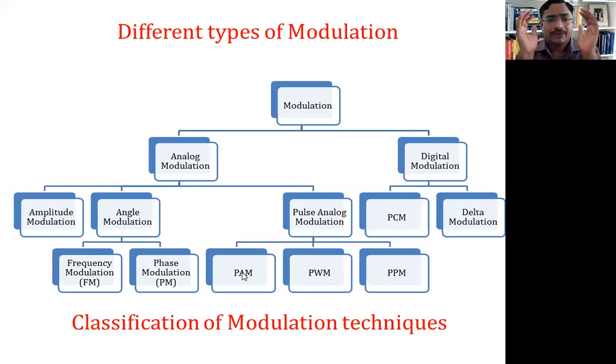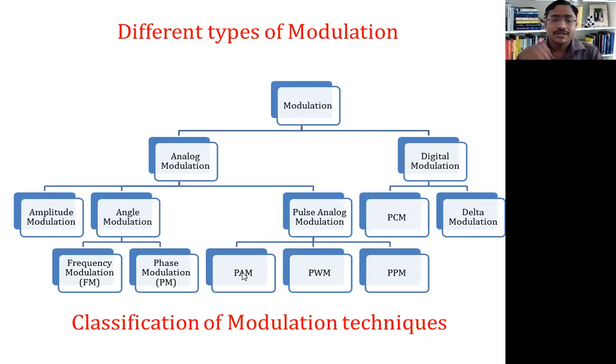So, analog modulation can be categorized into 3 parts: amplitude modulation, angle modulation, pulse analog modulation. Again, angle modulation can be categorized into frequency modulation and phase modulation. Pulse analog modulation can be categorized as pulse amplitude modulation, pulse width modulation and pulse position modulation.